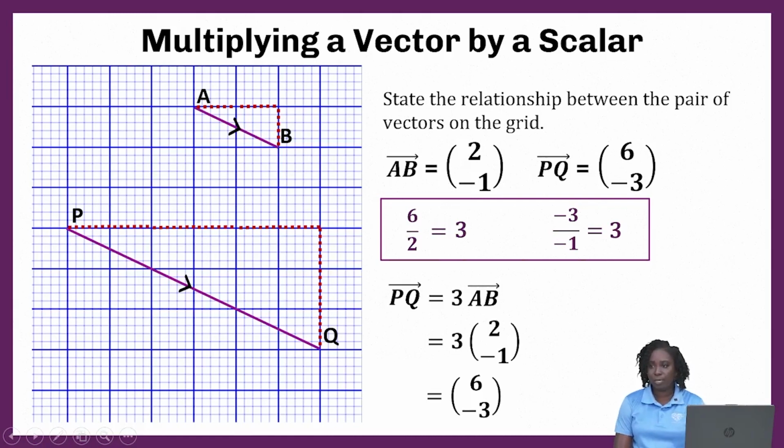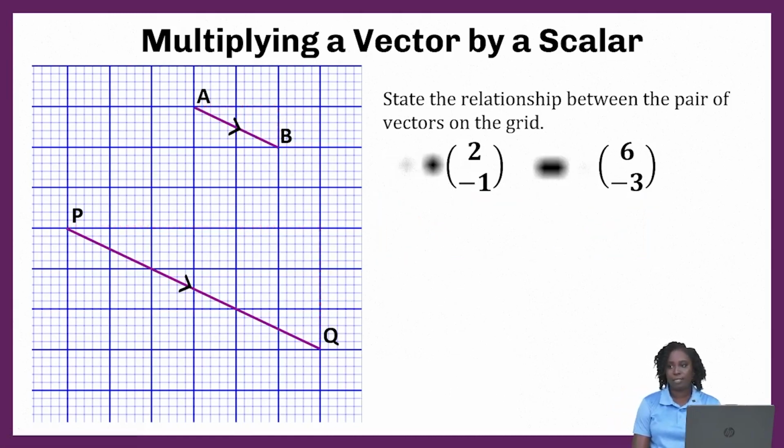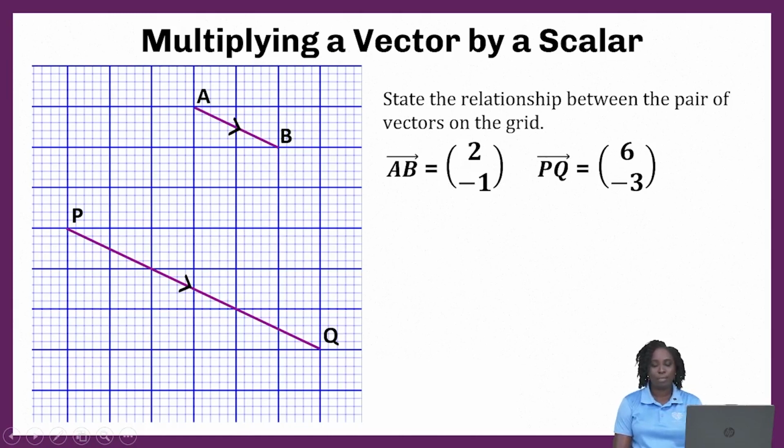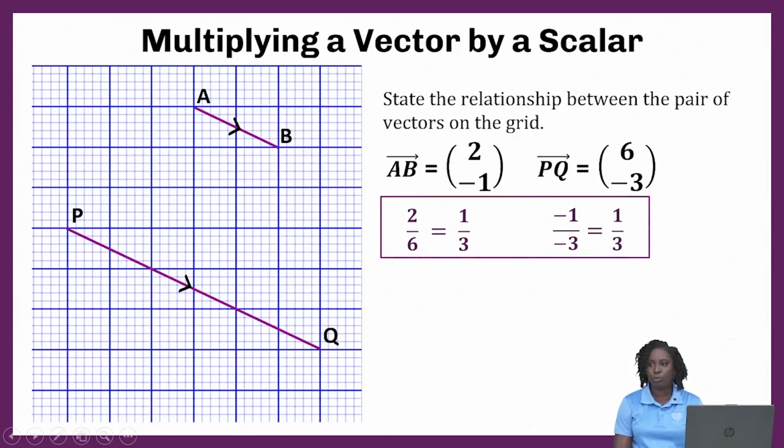But is that the only way that we would have had to come up with this? No. We could have actually made the comparison in the other direction. And so this time, let's look at it as 2 divided by 6, which we know is going to be equal to 1/3. And taking the second position, negative 1 divided by negative 3, likewise, negative into negative is positive, and so that is equal to 1/3. And so it's safe to say that AB is 1/3 of PQ.